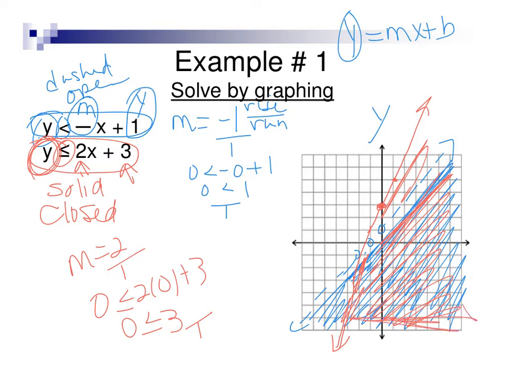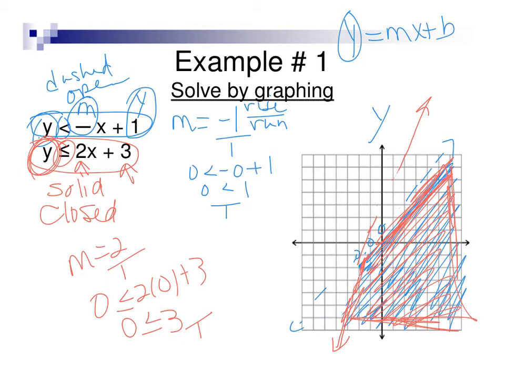Alright, now, because I'm concerned with where these two lines intersect here, I only want the area that's shaded blue and red, not just the blue and not just the red. So I'm going to erase. This right here is my red area, and this right here is my blue area.